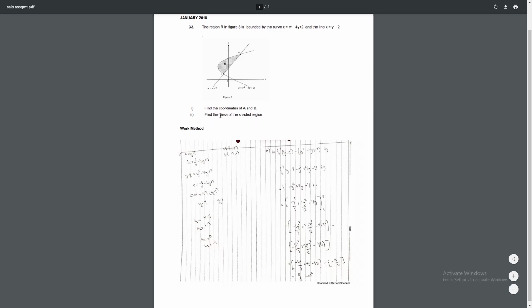So second question, find the area of the shaded region. From the figure 3 we can see that it's a first case, which is cross section parallel to x-axis, which means it is in terms of y. The boundary is based on y-axis. So let's look here. The straight line will be the top region and the parabola will be the bottom region.